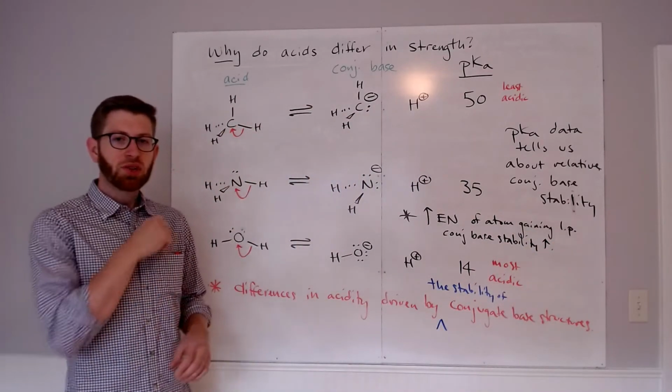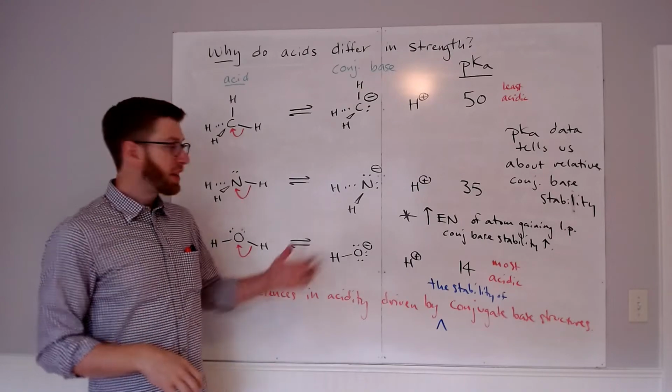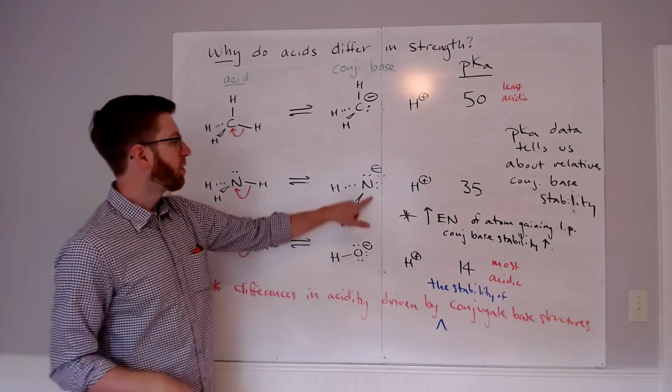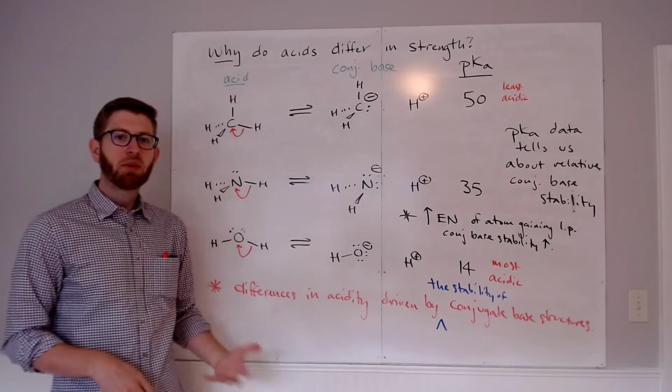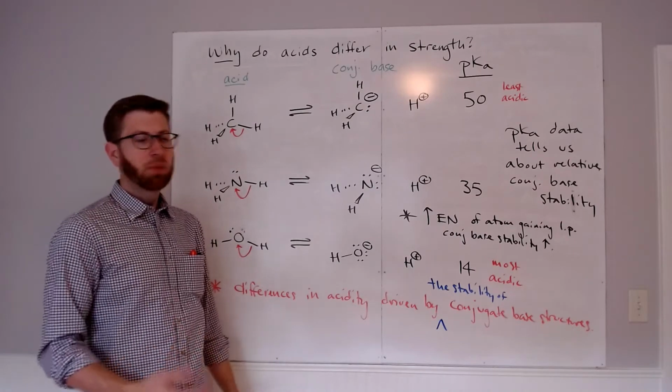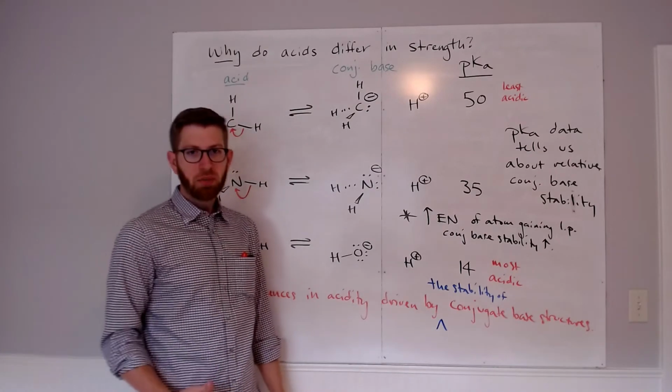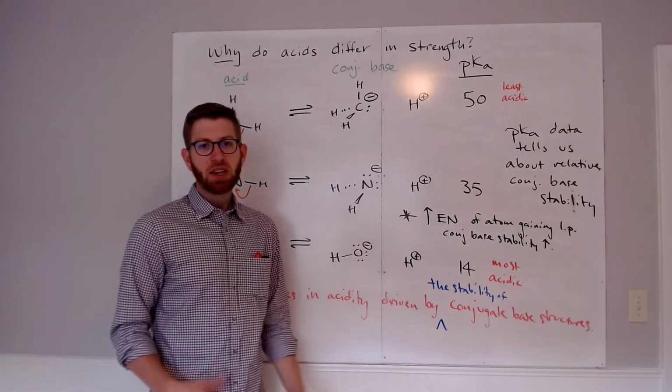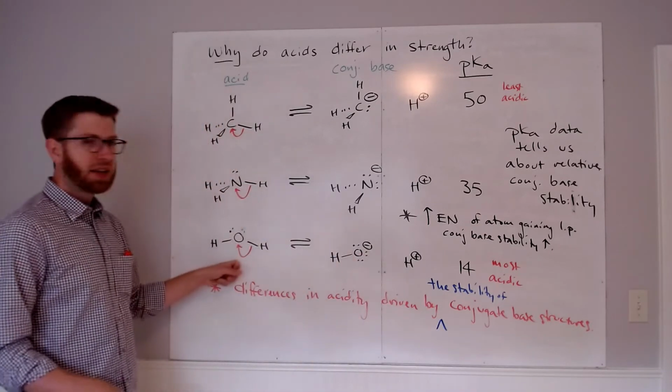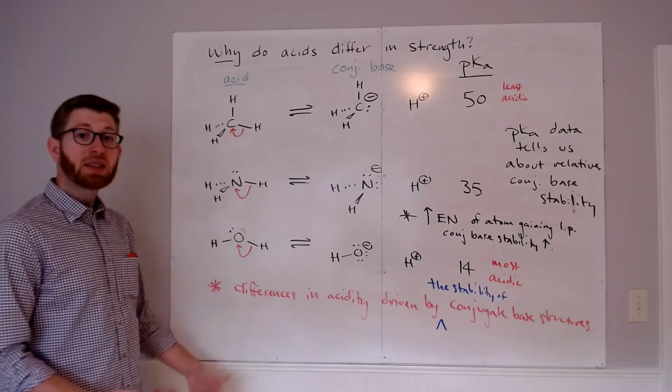So there's this relationship. As I make the atom that's gaining the lone pair, so like oxygen or nitrogen or carbon, more electronegative, then the conjugate base stabilization goes up. And if I know that the conjugate base stabilization is going up, the corresponding acid should be getting more acidic. Well, that's exactly what we see.